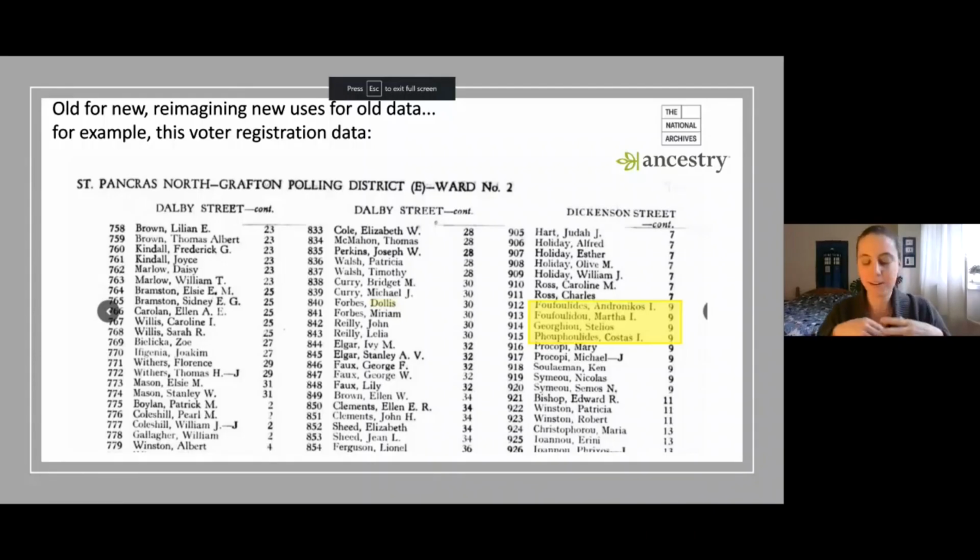So I wanted to take the context outside of botany for a little bit and just talk about using old data for new purposes. This is an example of a voter registration from the National Archives from 1957. We knew my partner's father lived in England sometime in the 50s, but we didn't know when he came, where he lived, or really anything about it.